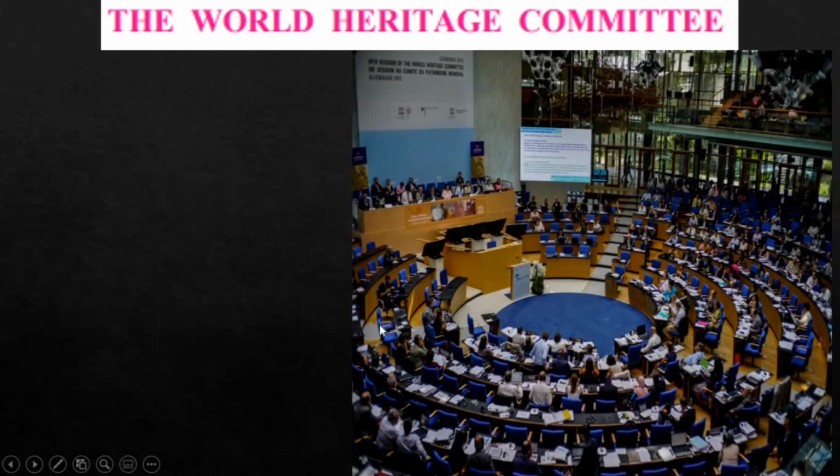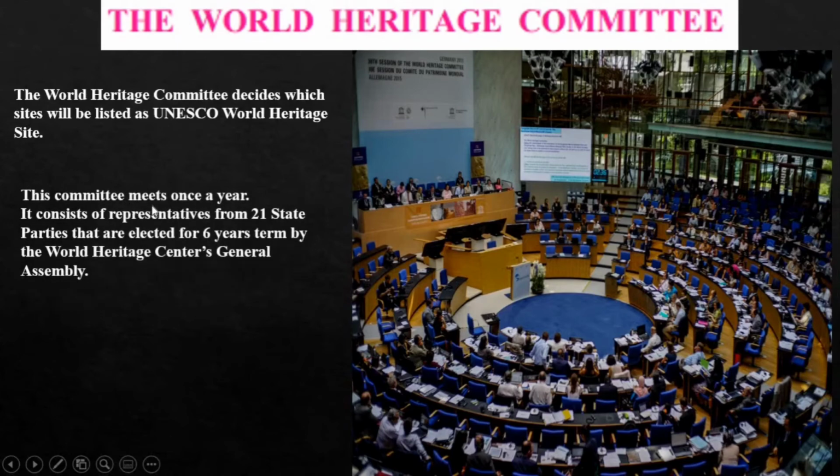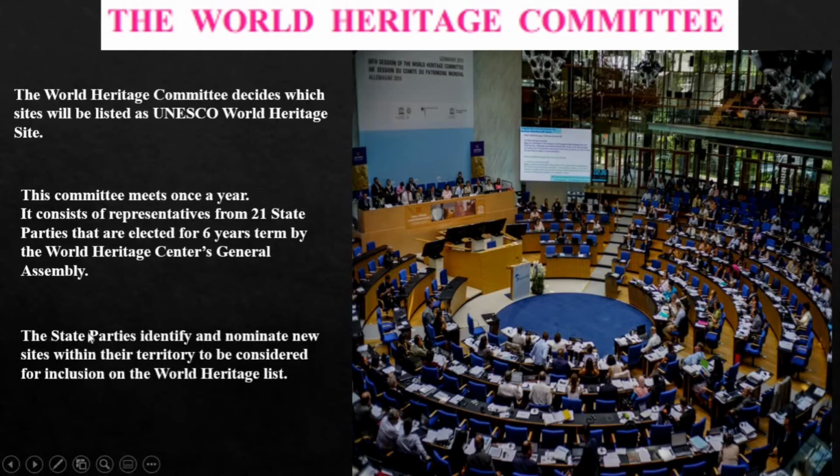The World Heritage Committee. This is the photo of the World Heritage Committee. The World Heritage Committee decides which sites will be listed as UNESCO World Heritage Site. This committee meets once a year. It consists of representatives from 21 state parties that are elected for 6 years term by the World Heritage Center's General Assembly. The state parties identify and nominate new sites within their territory to be considered for inclusion on the World Heritage List.